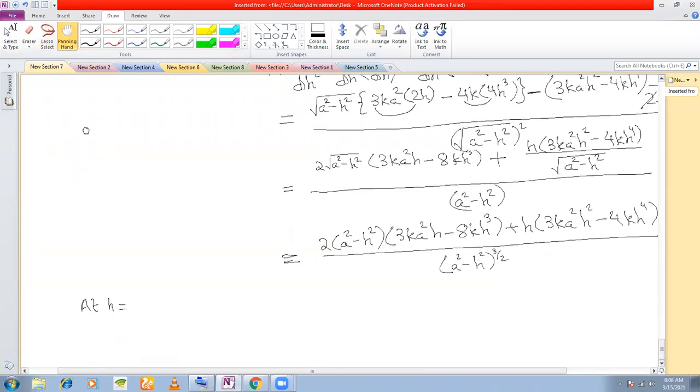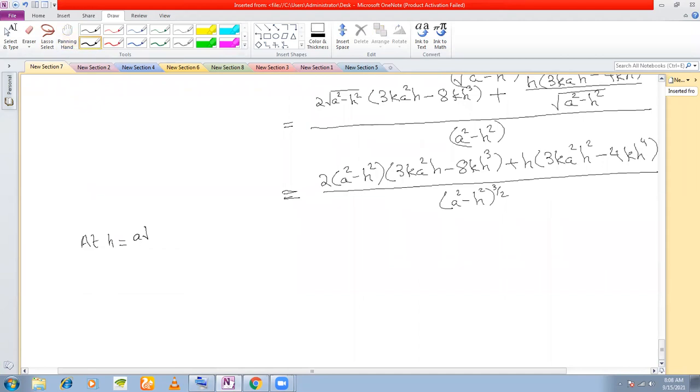So at h equal to a root 3 by 2, d²S/dh² is equal to, put the value, twice a square minus h square will be 3a square by 4, into 3 root 3 by 2 k a cube. If you put h equal to a root 3 by 2, this is what you are going to get.